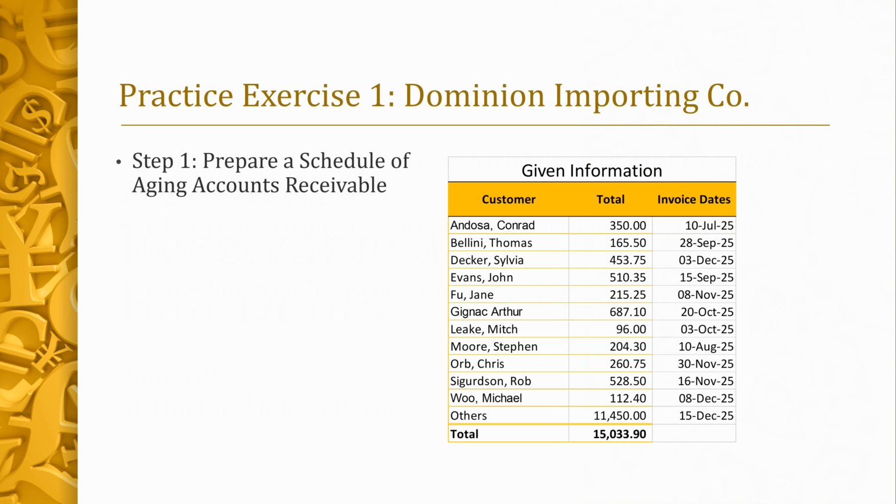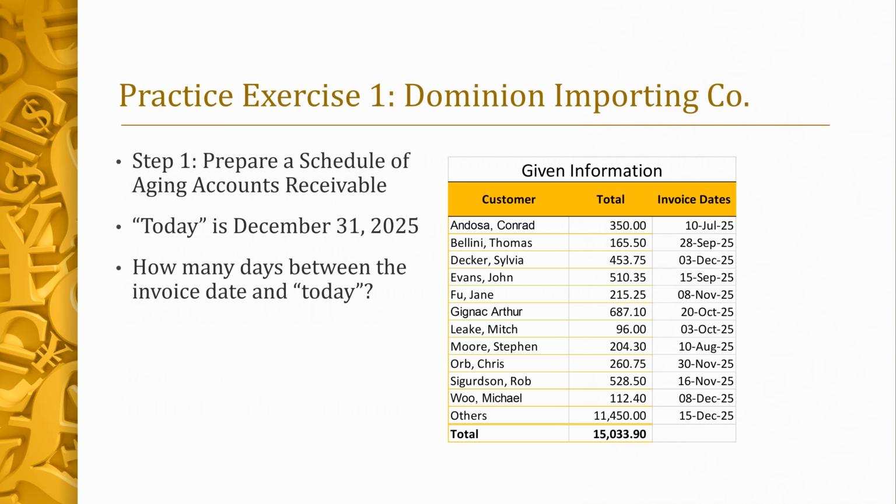We are given a list of accounts receivable for the company Dominion Importing Company as at December 31st, 2025. The terms on all sales are net 30 days. We will take the invoice dates by client name and count the days between then and today, which is December 31st, 2025, to create a schedule of aging accounts receivable.